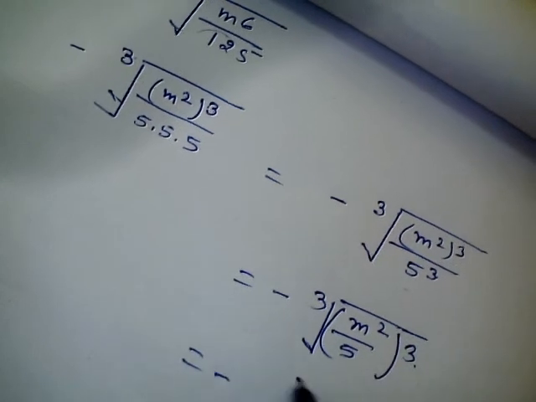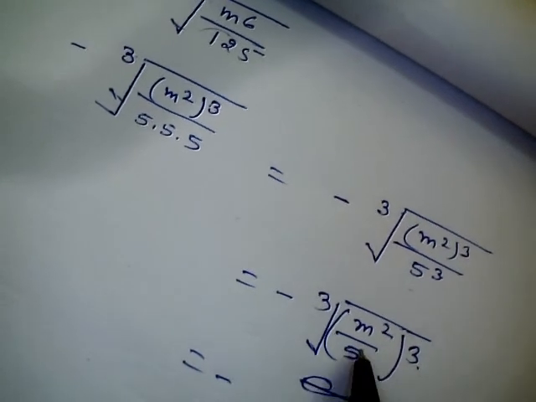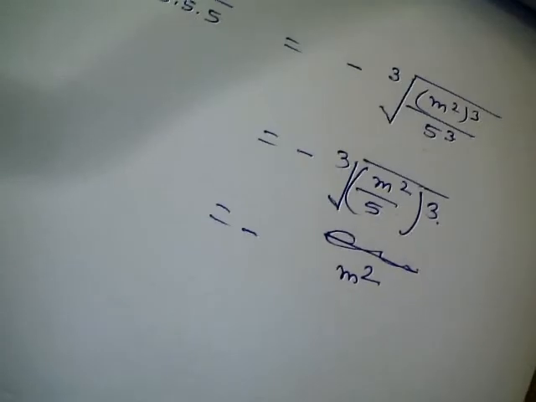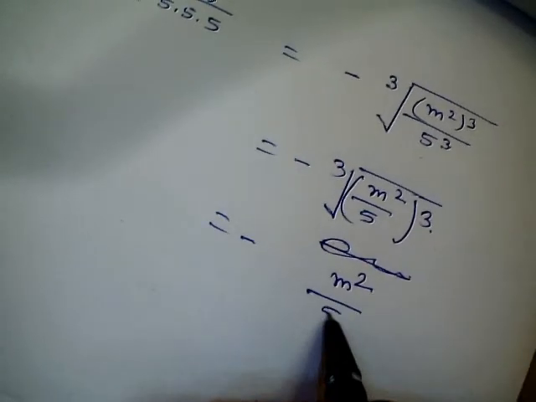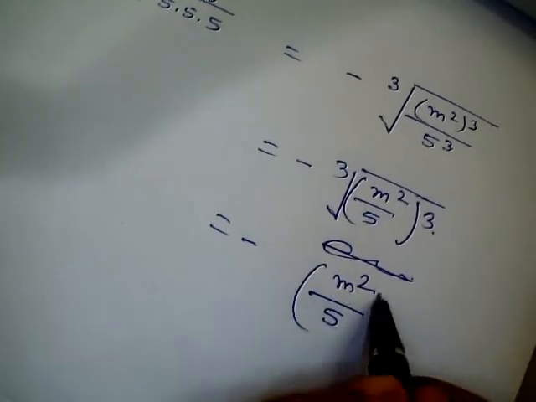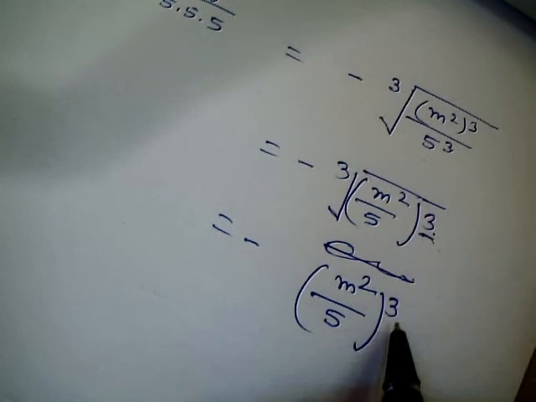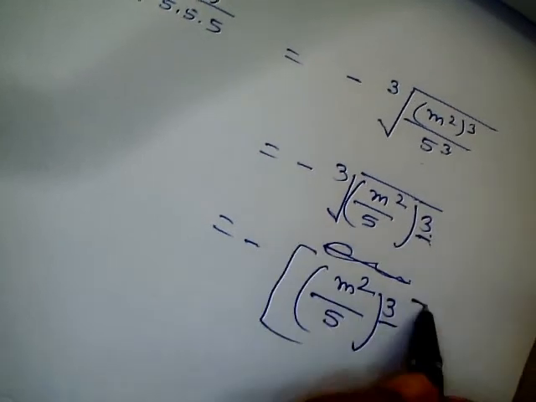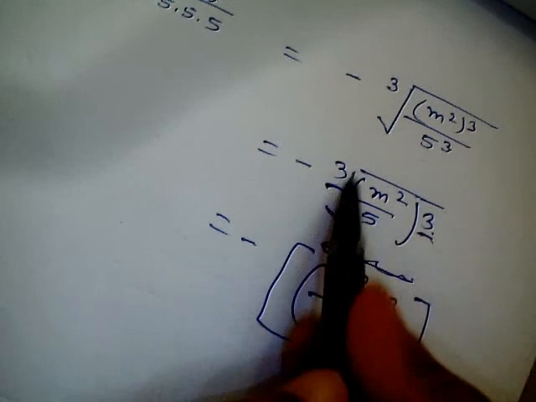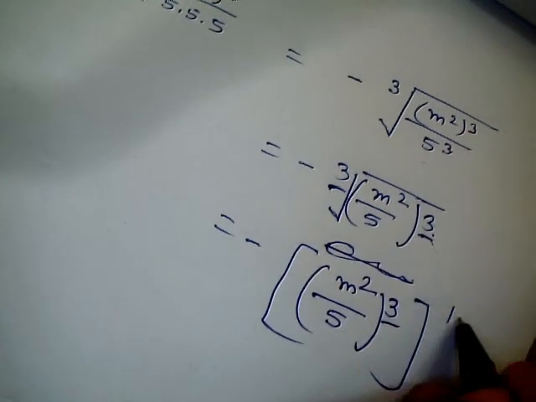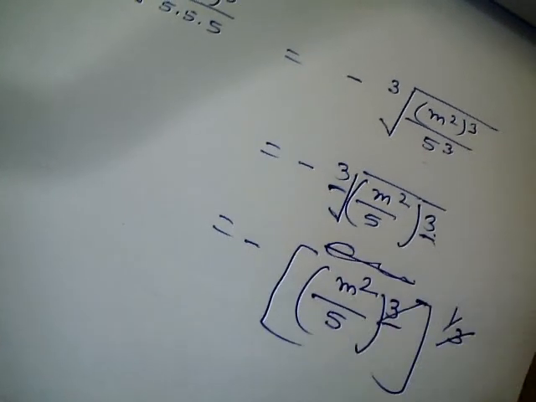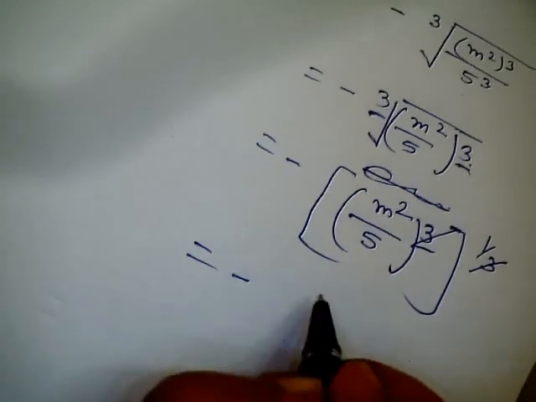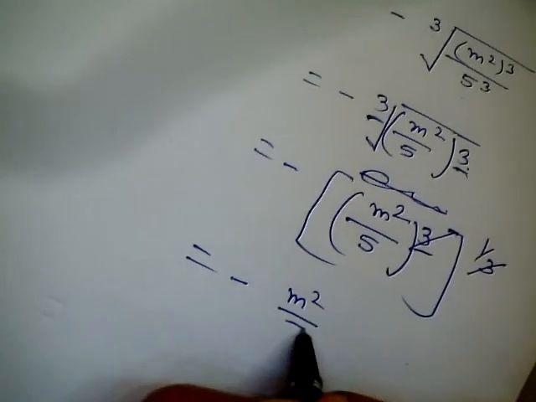Now when I remove the sign with the cube root, that is going to be power 1 by 3. So this cancels out. What is going to be your answer? m square upon 5. This is how we can do the question. This is question one requested by the student. If you have any problem of your own, you can forward it to me. Thank you.